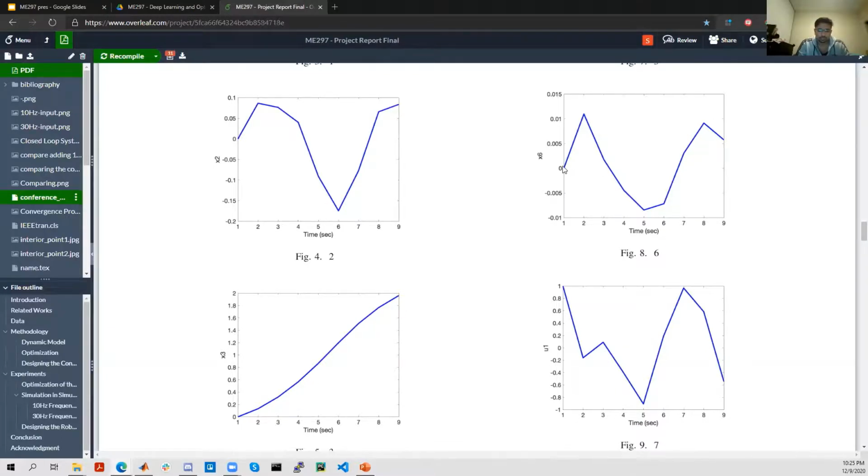And then for x6, which is the angular velocity of link 3, it does start at 0, and then it does try and settle back down to 0 when it hits the final trajectory or final point.